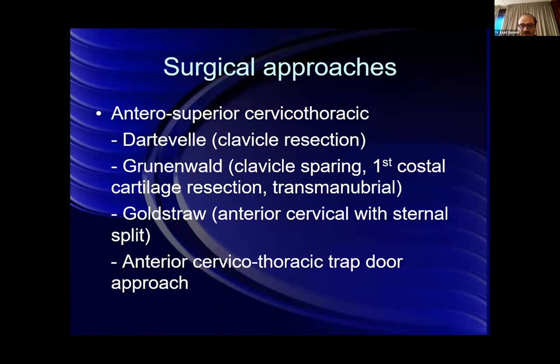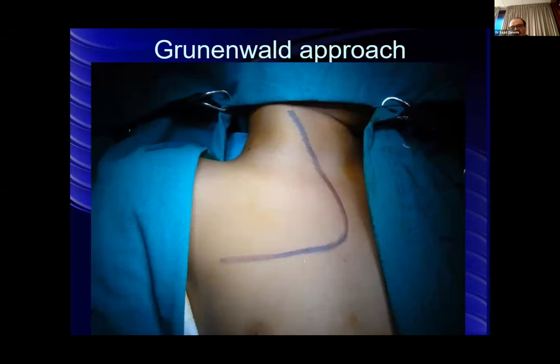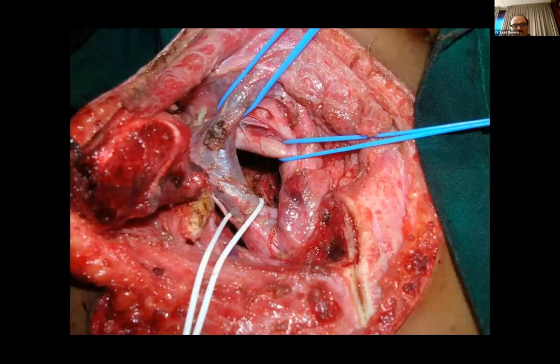And then there is the trapdoor approach. This is the Grunewald approach. The incision courses along the sternomastoid, the suprasternal notch, the manubrium sterni, and then curves on the second rib, and you can take an L-shaped incision in the manubrium.